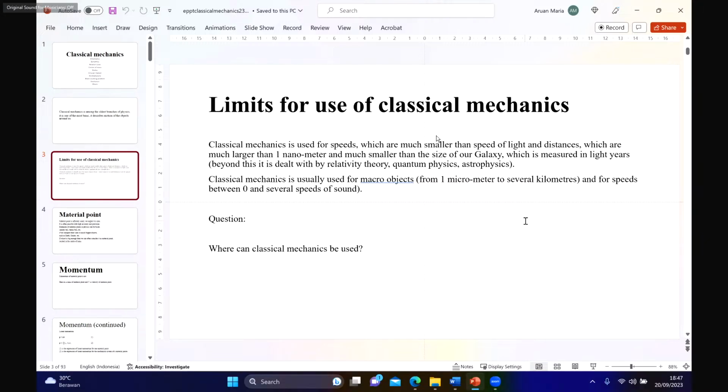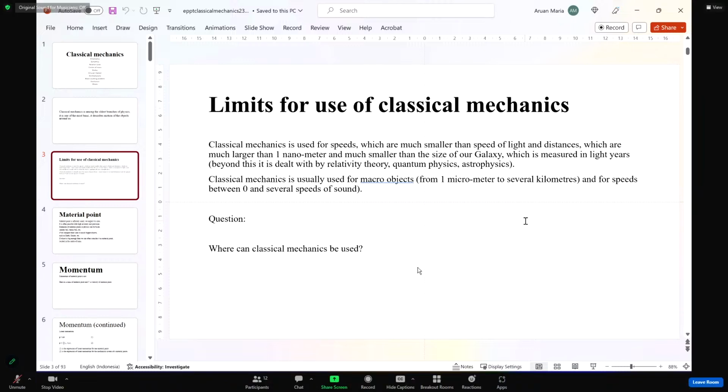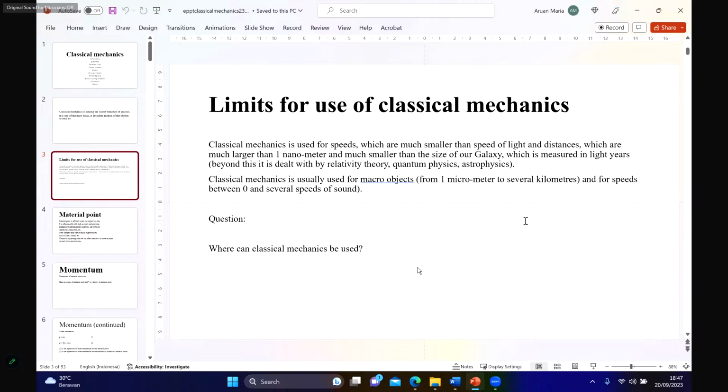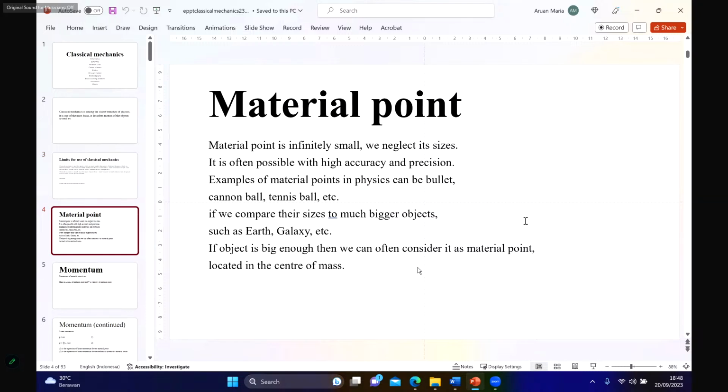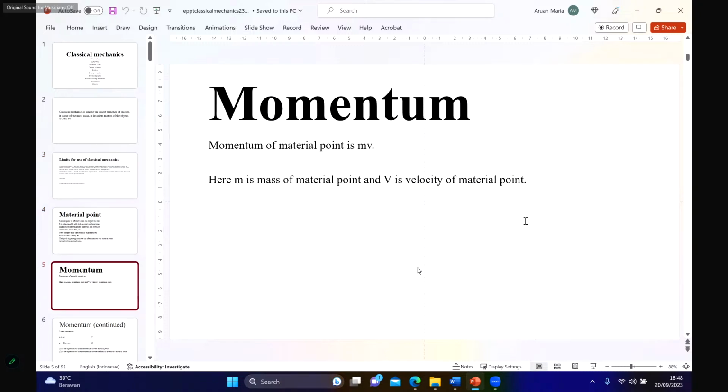I hope it helps. Any other questions? Okay, if no questions, I would like us to move to slide number 5, momentum.